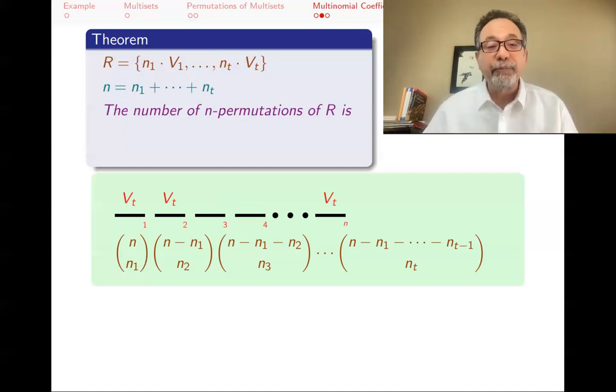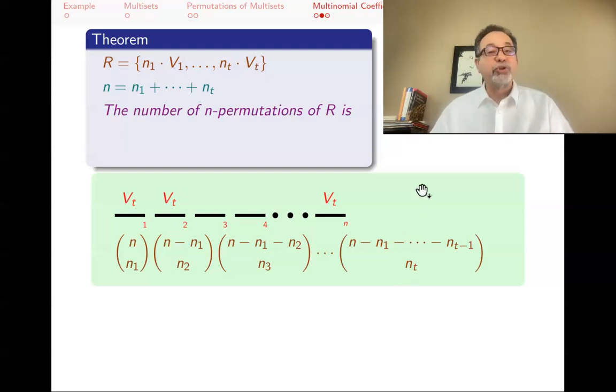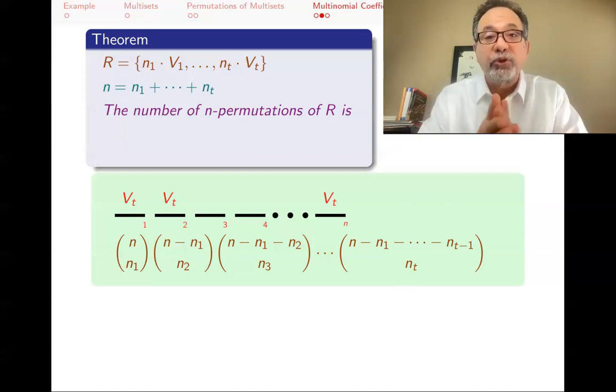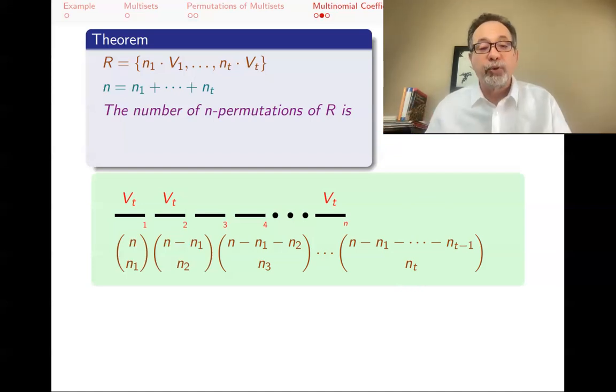Now, if you have been paying attention, you know that n is actually the sum of these things. So if I subtract everything other than nt from n, which is what I've done in this last binomial coefficient, I actually just get nt. And so this is nt choose nt, which is actually 1. That last one, there's only nt spots left, and I have nt vts. I've got to just put them on those spots. So there's only one way of doing it.